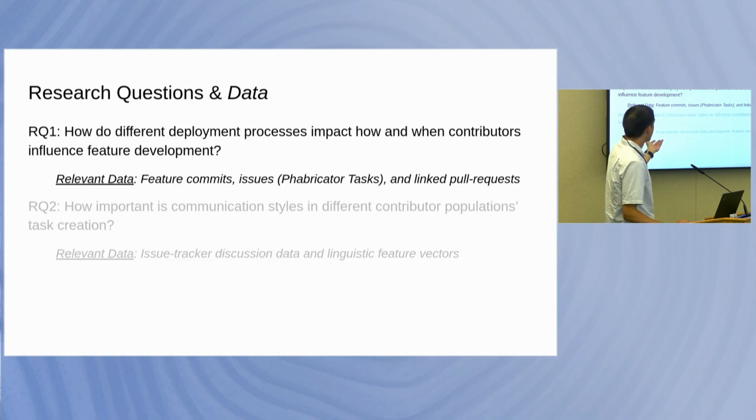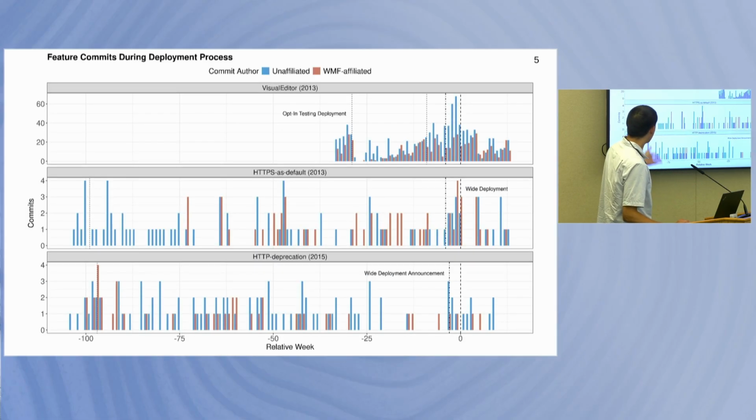And so first, we're going to look at when and how contributors influence feature development. Here are plots of commits to the focal libraries around the features. The y-axis has the count of weekly commits. The x-axis has the relative week during the feature development. It starts at 0, which is the opt-out wide testing deployment, and it goes back. So we can see that Visual Editor was just a lot shorter than the two communication-based features.